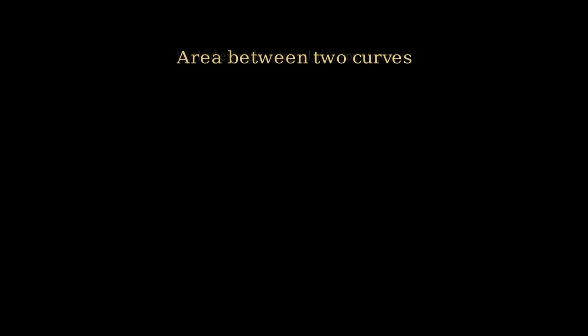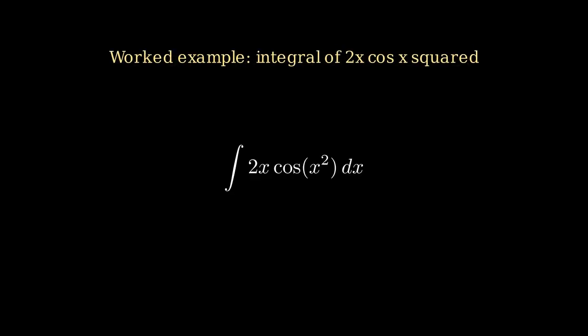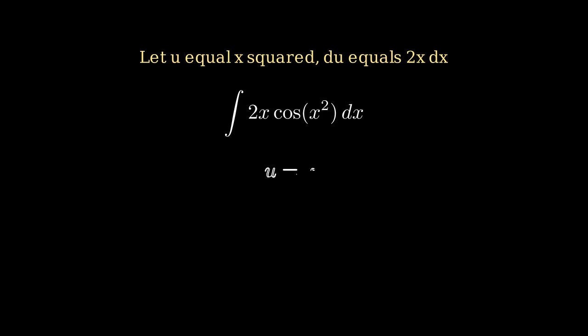We want to evaluate the integral of 2x times cosine of x squared dx, and we'll use u-substitution to do it. Let u equal x squared, then du equals 2x dx. Notice this matches exactly what already appears in our integral, so nothing extra needs adjusting.